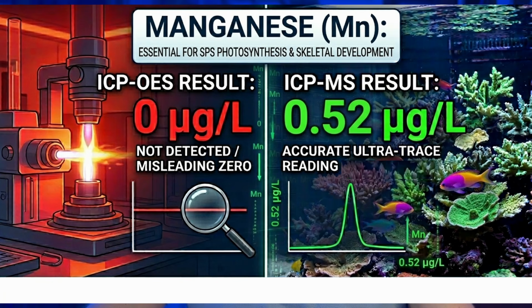Next on the list is manganese. Manganese is a vital micronutrient that drives coral photosynthesis. ICP-MS showed 0.52, where ICP-OES was at 0. My target is between 0.5 and 1 microgram a liter. Manganese is extremely important for reef aquariums. And again, many OES systems struggle at these low concentrations. Had I trusted the OES result, I would have dosed up to 1 microgram a liter and ended up with roughly 1.52 micrograms a liter, which is probably acceptable.